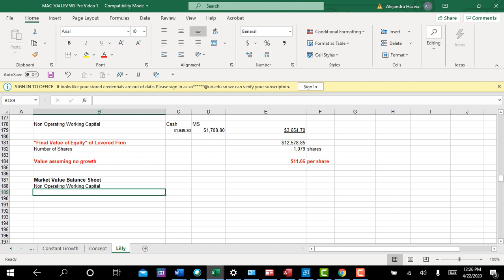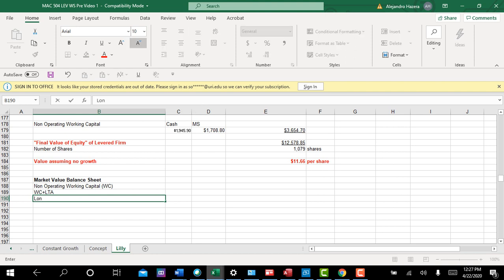And we're going to take the next item, which is the working capital plus the value of the long-term assets. I'm just going to put WC here, WC for non-operating working capital. So it's working capital plus the value of the long-term assets, LTA. That's going to give me the value of all the assets, that one right there.